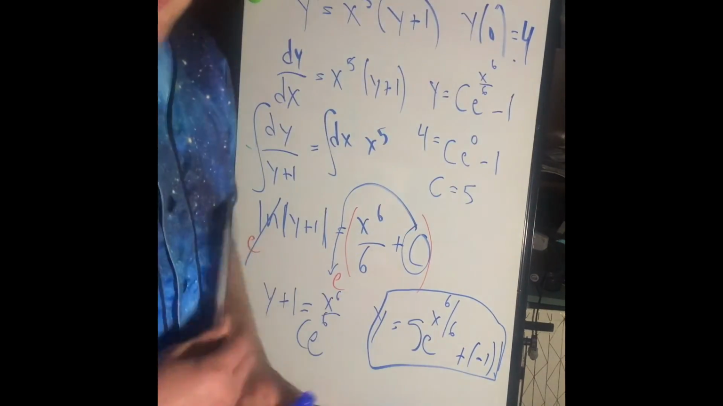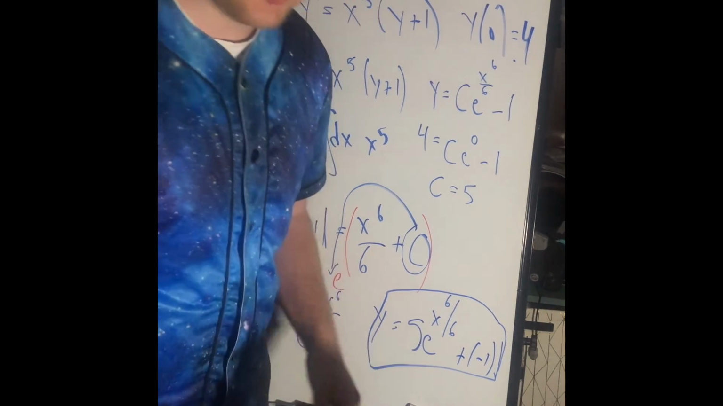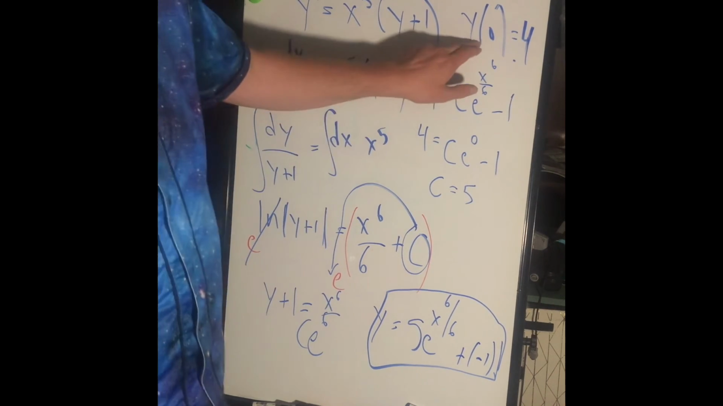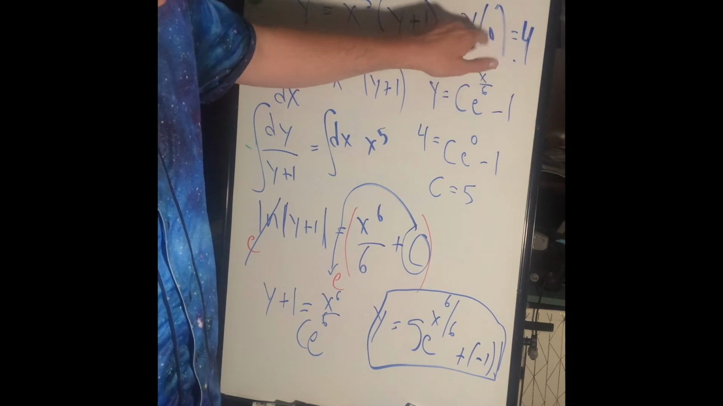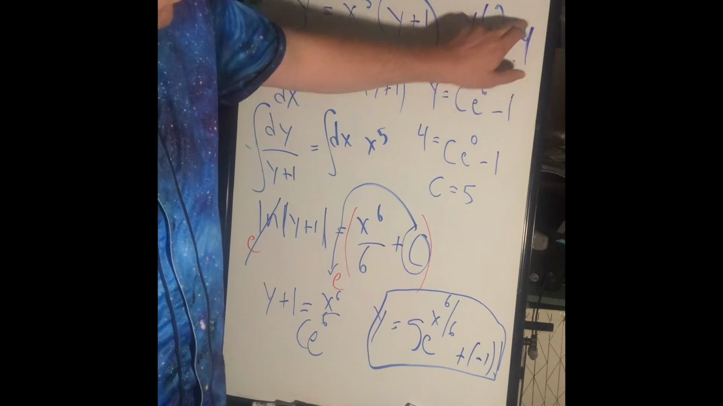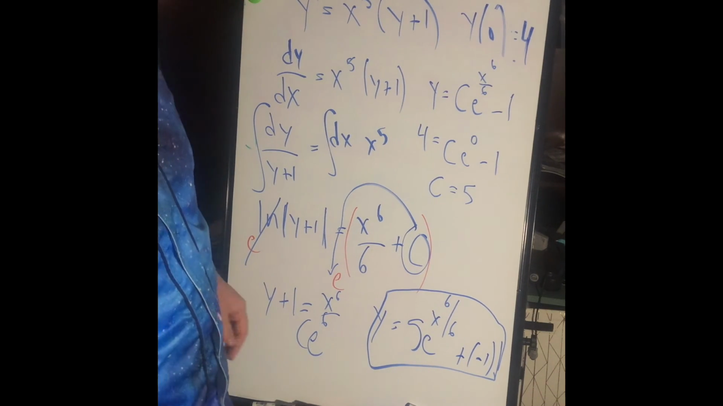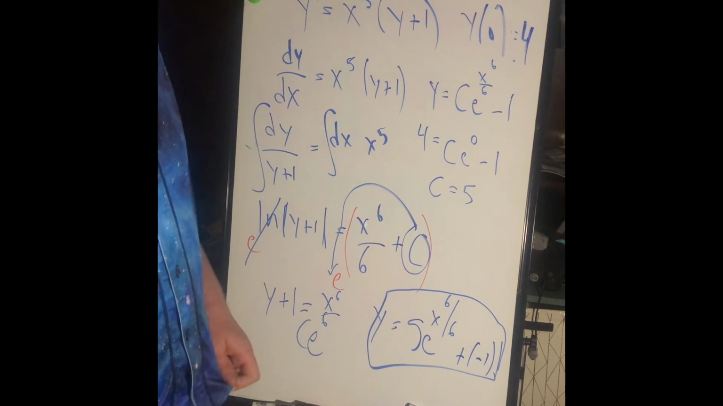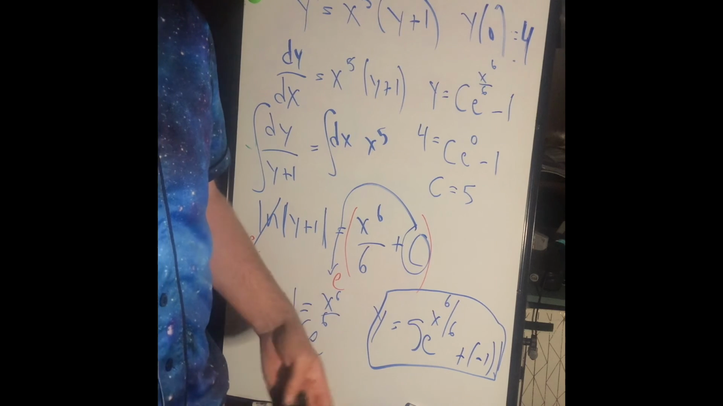And that just wraps up today's little practice. Just remember, if it says y of 0 is equal to 4, this is the x value, and this is the y value that you're going to be plugging in. And this is just very basic beginning stuff. It'll get more complicated as I go through the textbook again.